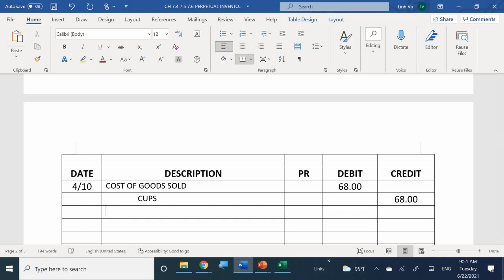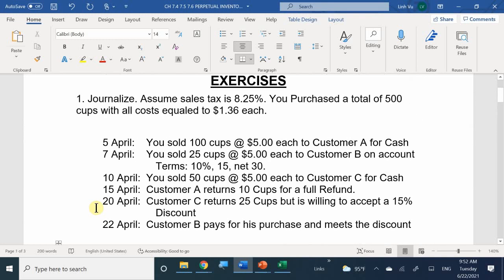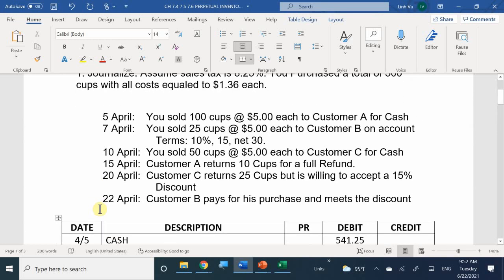And I'm also going to make a note here that I sold 50 cups to customer C. So then let's take a look. What happened on April 15?